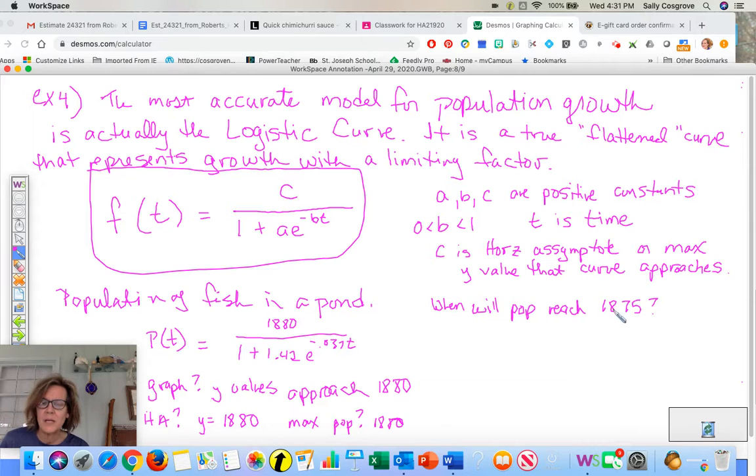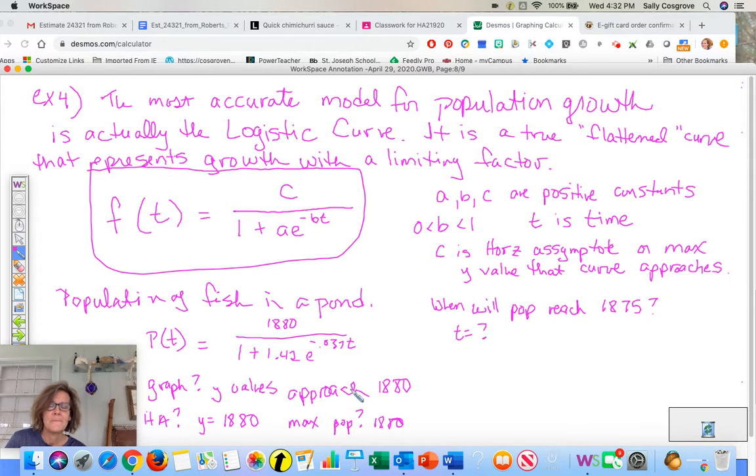When will the population reach 1875? All right, so this is my amount after time t. When, that's the unknown. I don't know the time. So they're asking me, what's t? If you look at this equation, P of t is 1875. The only other variable is right here, so I'm going to work backwards and find it.